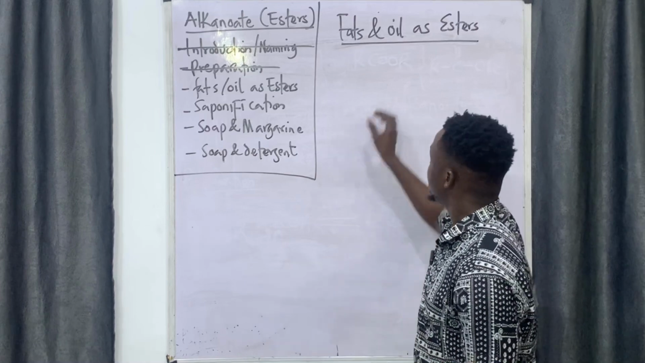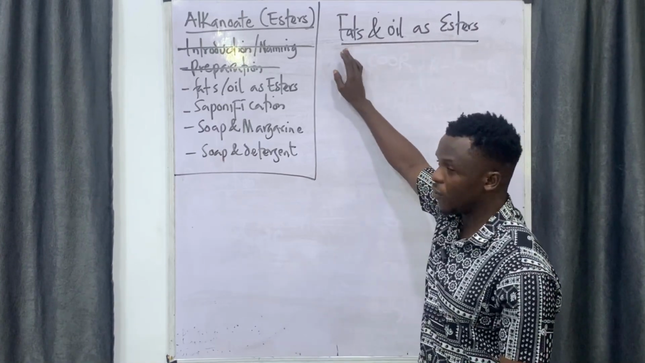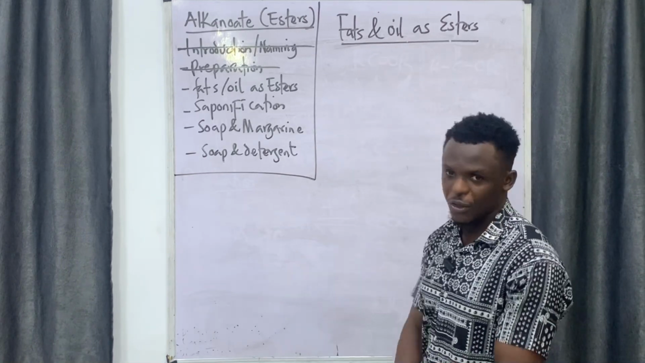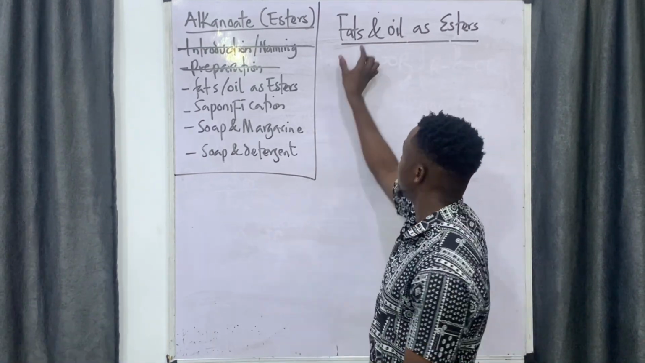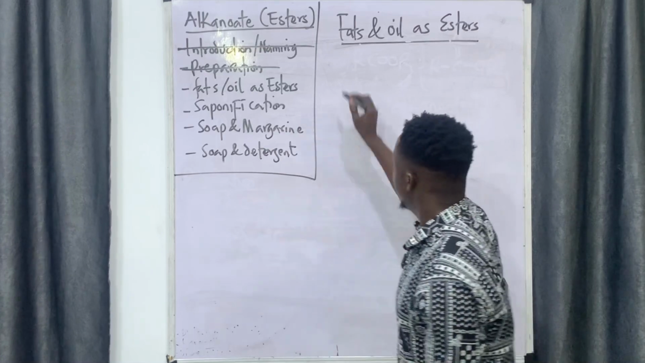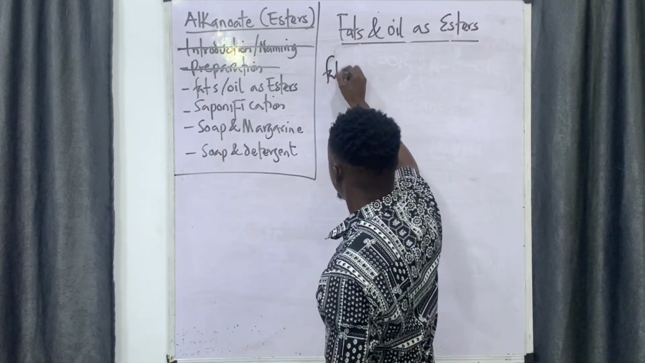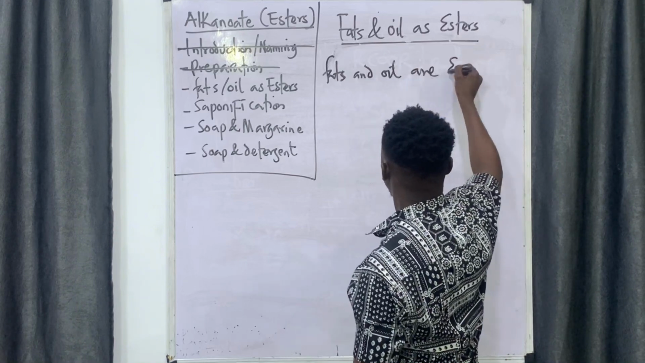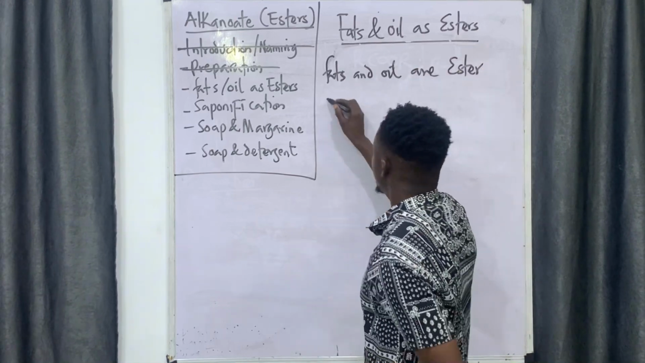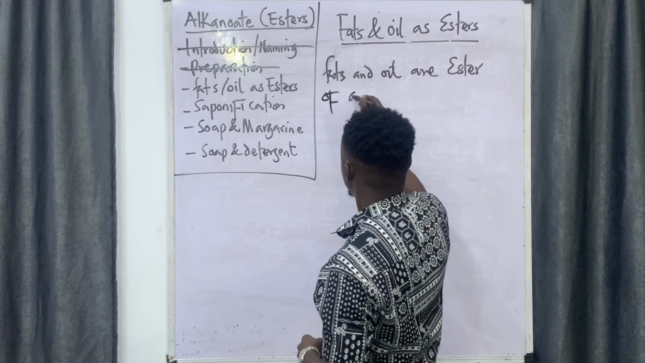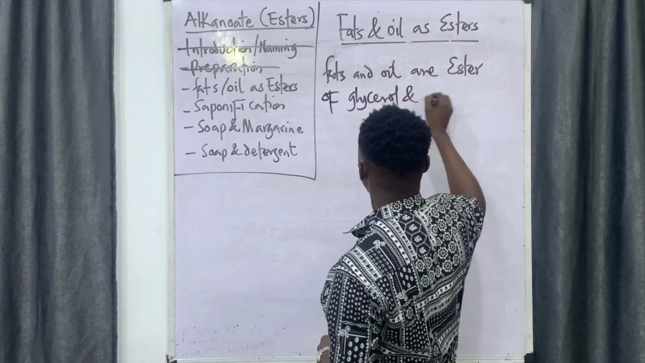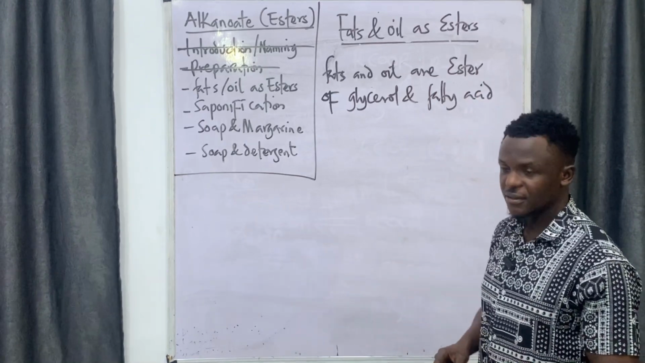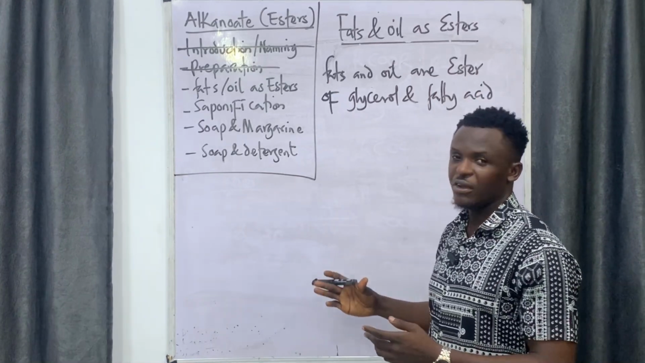Now, basically, when esters is in a solid form, we call it fat. When esters is in a liquid form at room temperature, we call it oil. So it's important for us to know that fat and oil are esters. Esters, I'll say fat and oil are esters of glycerol and fatty acids. All right. So in case you're being asked, is fat, oil esters?